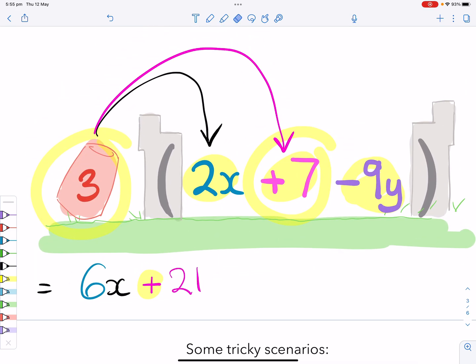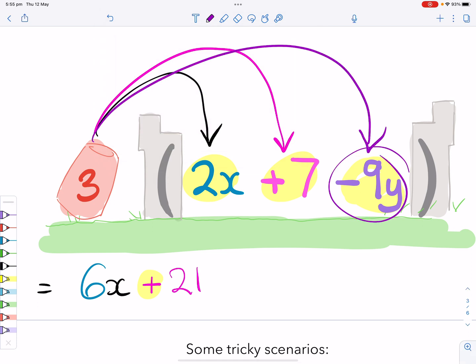Okay, let me rewind again. The highlighting is a bit too much right now. Now we're going to do purple. I'll change to a stronger purple. Why not? 3 times this term here. So 3 times the negative 9y.